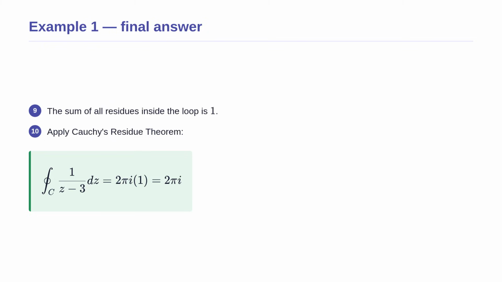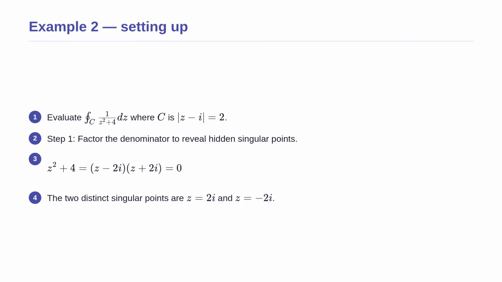We have no other singular points to worry about, so the sum of all residues inside the loop is just this single value 1. Finally, we apply Cauchy's residue theorem to get the total integral. We take our sum of residues and multiply it by the constant factor 2 pi i. The final answer is purely imaginary, 2 pi i, which is a very common and correct result in these types of problems. Let us tackle a slightly harder problem with multiple singularities.